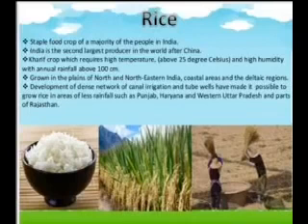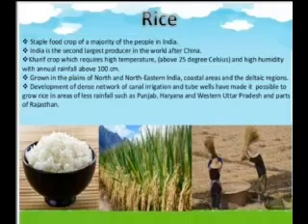Rice. Staple food crop of a majority of people in India is rice. India is the second largest producer in the world after China. Kharif crop, which requires high temperature above 25 degrees Celsius and high humidity with annual rainfall above 100 centimeters. Rice is grown in the plains of North and Northeastern India, coastal areas and the deltaic region.